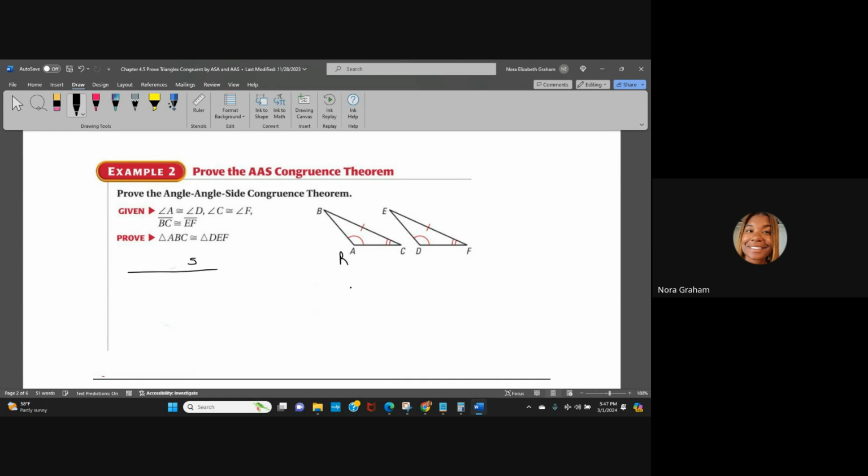Okay. So that's usually how the teachers like you to do it in this level of math. All right. So for the first thing, they gave us that angle A and D are congruent. See that? Angle C and F are congruent. We see that. And they give us that BC is congruent to EF. Nice. They want us to prove that these two triangles are congruent.